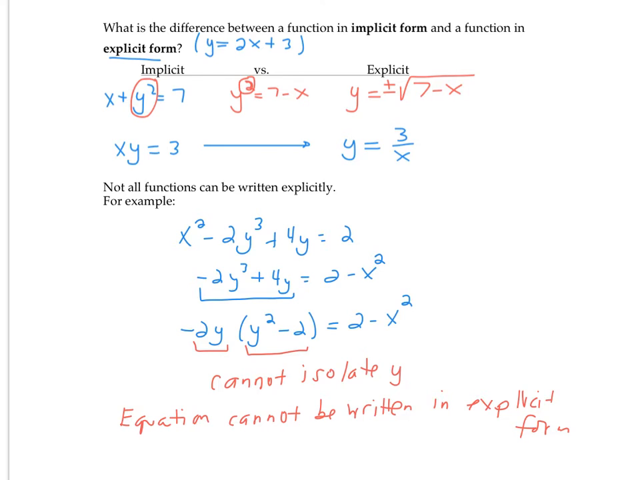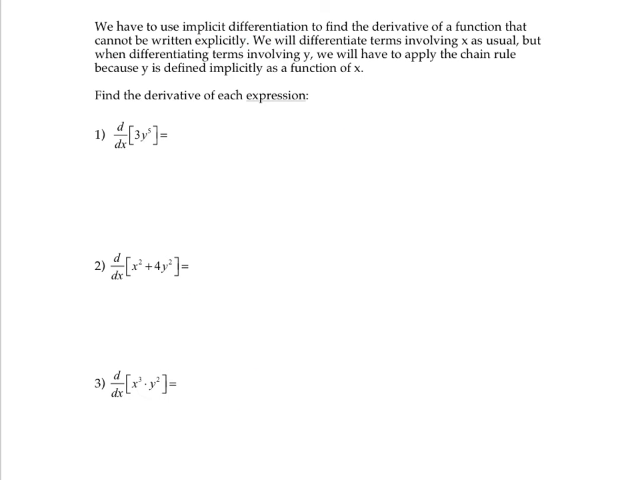Okay, so if our equation cannot be written in explicit form, how will we take the derivative? And that's what we're going to focus on next. So we have to use implicit differentiation to find the derivative of a function that cannot be written explicitly. If you're in that situation where you cannot rewrite an equation in terms of y, like y equals everything else, then you have to use the following process. We're going to differentiate the terms involving x as usual, so apply the power rule and do it normally.